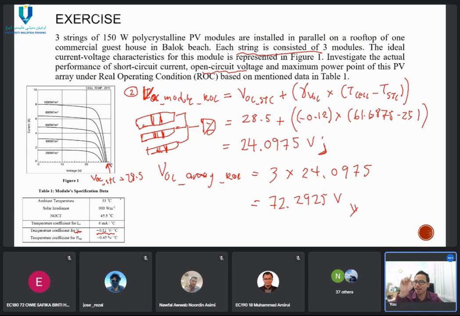Okay. Current. Contohnya kalau satu string tu 4 modul. 4 modul, ya. Then you get the total voltage. So voltage are the same for all lah. Because it's same string kan. Same string. 3 strings, each string. Confirm dah lah. All the same.